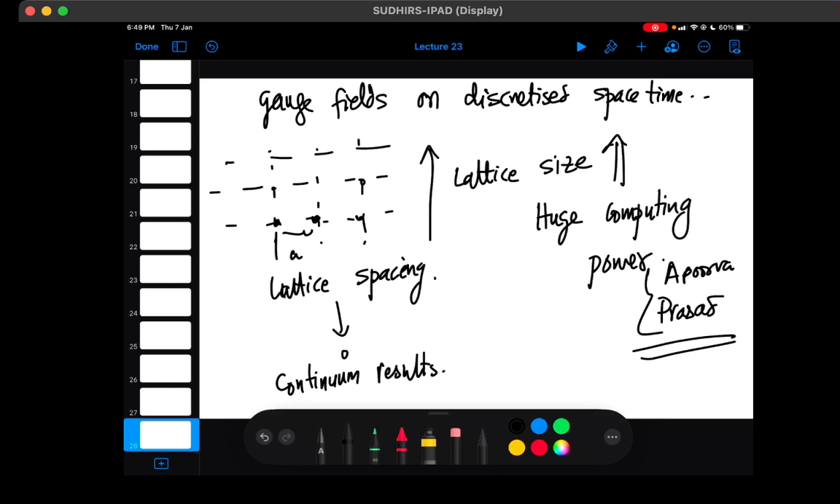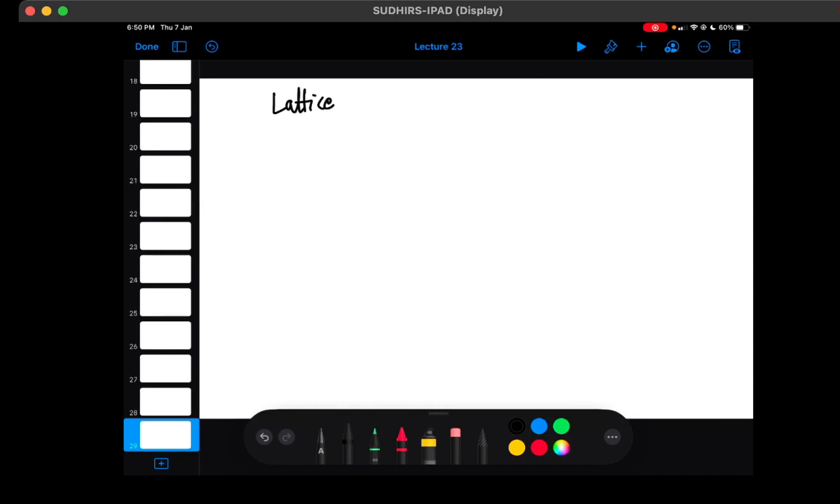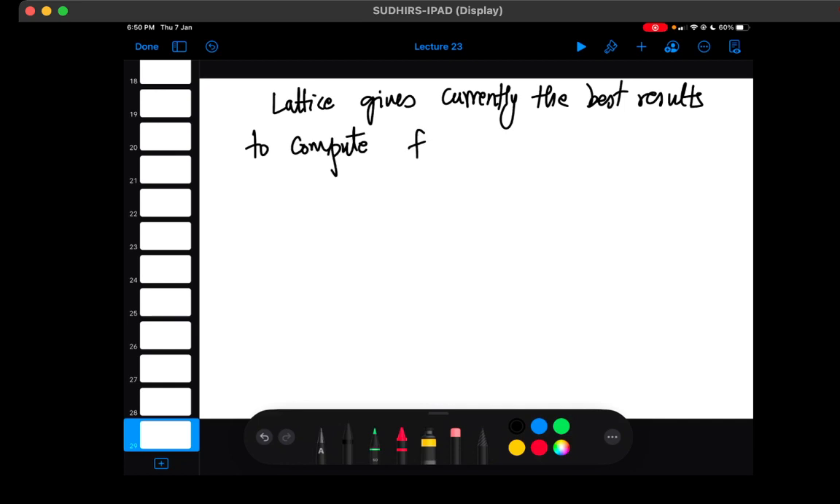Earlier, lattice computing was limited because the computing power was not so high. Nowadays, with the advent of GPUs and Cray machines, lattice computing has come up with really very good results. Lattice currently gives you the best results, for example for the first two generation quark masses and several form factors. Several form factors are computed on the lattice these days, and people use those lattice results.